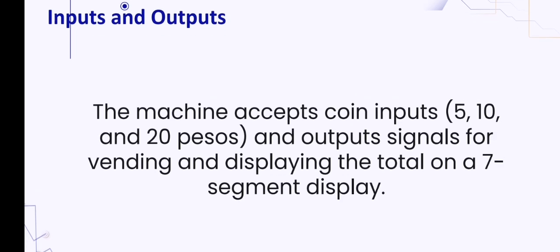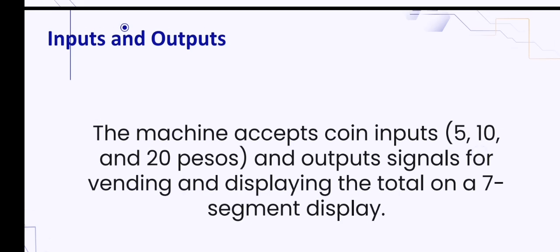The machine accepts coin inputs 5, 10, and 20 and outputs signals for vending and displaying the total on a 7 segment display. In this simulation, I implemented two 7 segment displays to represent the total amount of the coins inserted in the vending machine. One 7 segment display is for the tens, and the other one is for the ones digit.